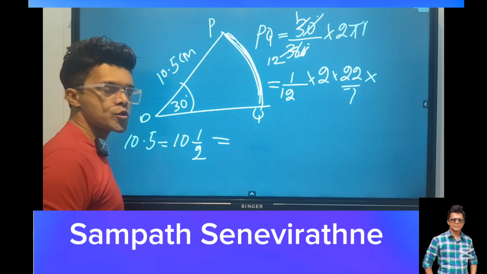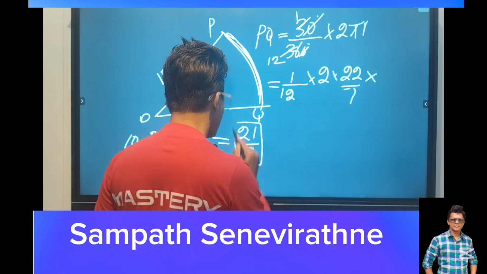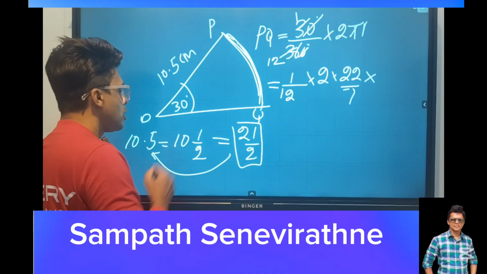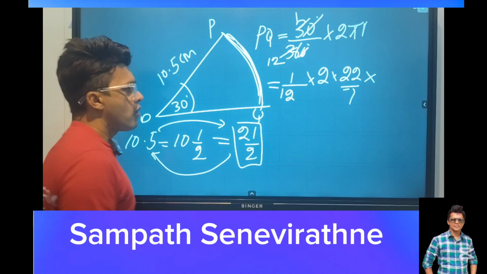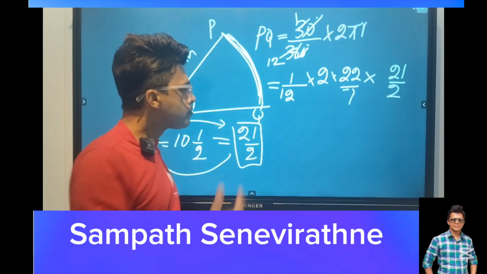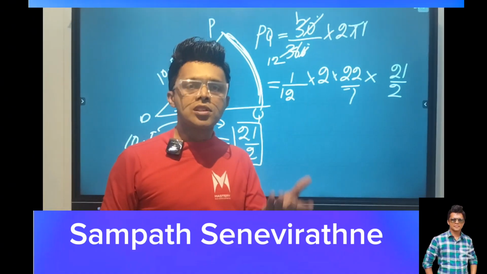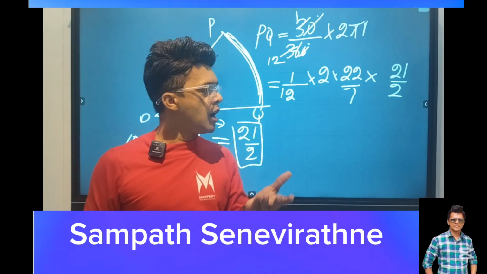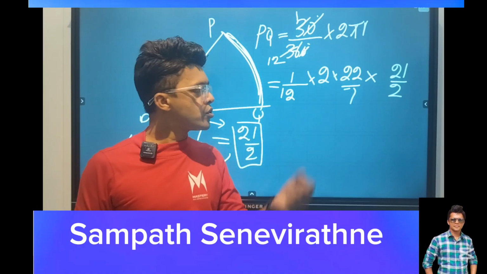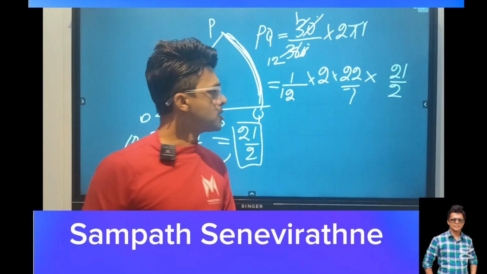Then 2 times 10 is 20. 20 plus 1 is 21. So 21 over 2. So instead of 10.5, we could write 21 over 2. This is the best way of simplifying this type of decimal number. When a decimal number is given as a radius, you could write that radius as a fraction.